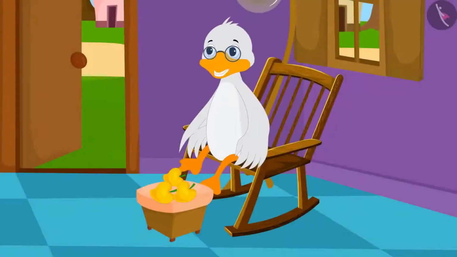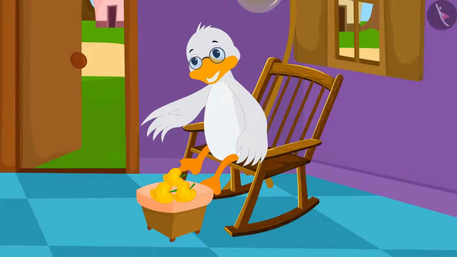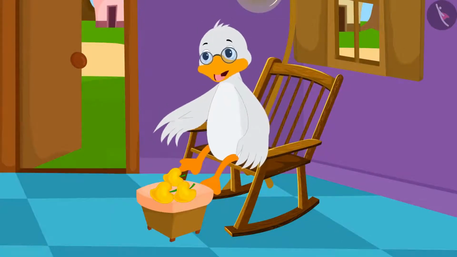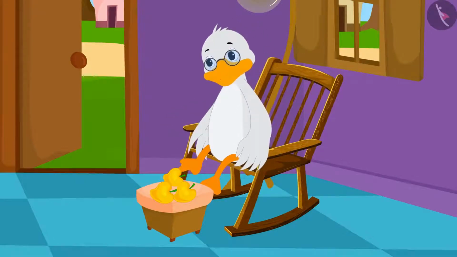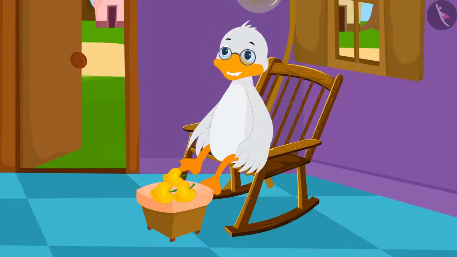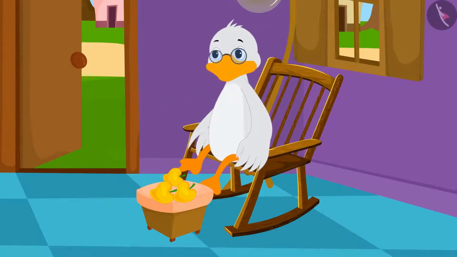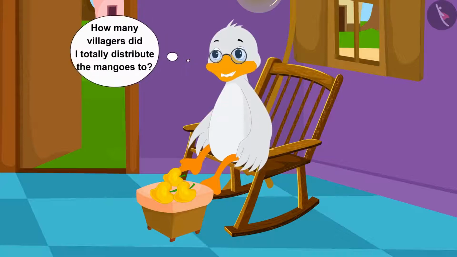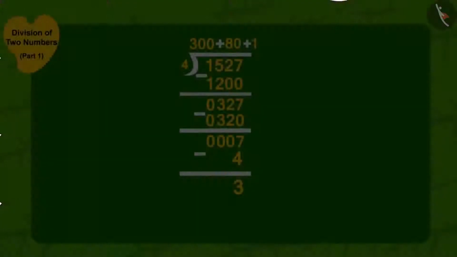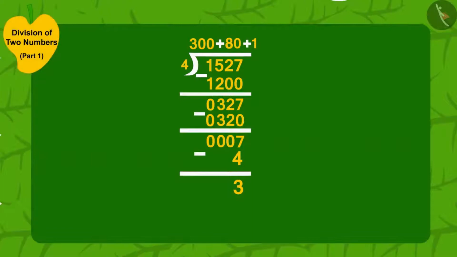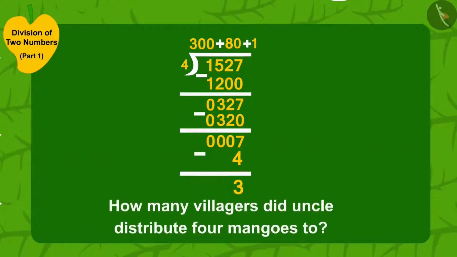Now I cannot distribute these remaining 3 mangoes because I cannot make a group of 4 mangoes to distribute among the villagers. So I shall keep the remaining 3 mangoes. But how many villagers did I totally distribute the mangoes to? Uncle thought. Children, can you find out how many villagers did uncle distribute 4 mangoes to?